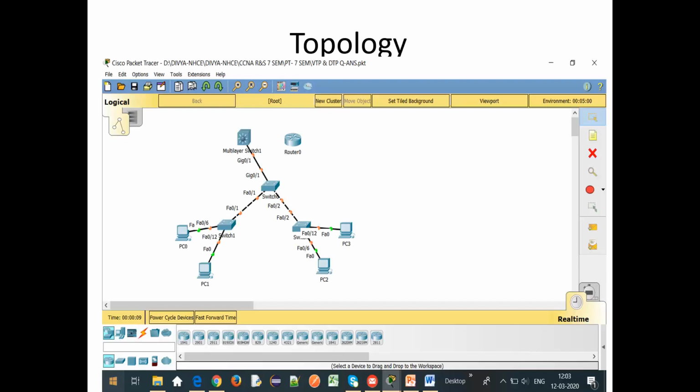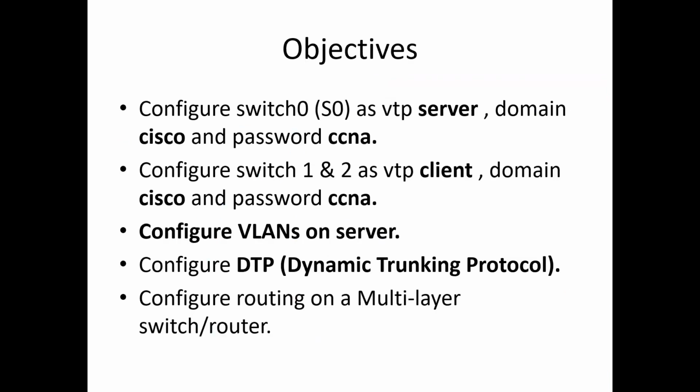So this is the topology we are going to have, and we are going to configure the S0 switch as server with the domain name Cisco and password CCNA, and switches 1 and 2 will be the clients with the domain name Cisco and password CCNA. See, the domain name needs to be the same and the password also needs to be the same if the client switches want to receive advertisements regarding the VLANs from the server. If the domain name or password mismatches, it will not receive any information from the server.